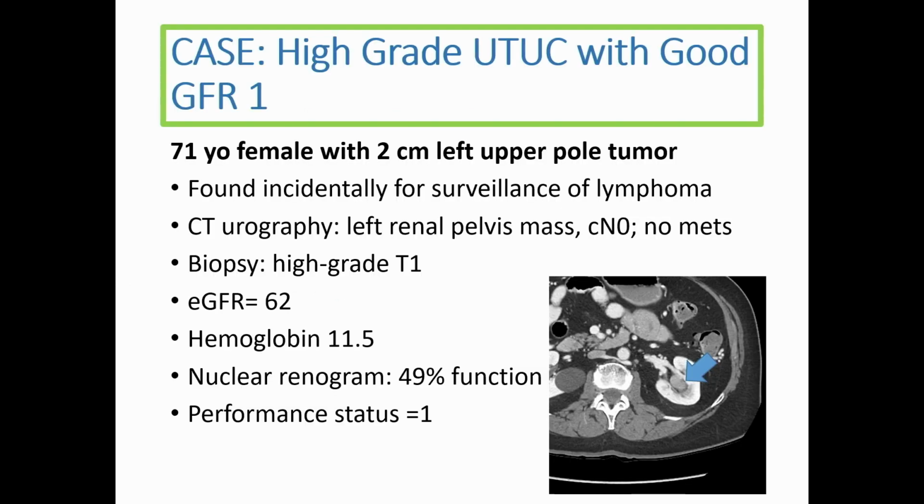Okay, so for this first case, a 71-year-old female has a 2-centimeter left upper pole tumor, found incidentally because she had a remote history of lymphoma and undergoes annual surveillance. There's no evidence that the lymphoma has recurred, but there's this renal pelvic mass on the left side. There's no evidence of metastatic disease. Ureteroscopic biopsy shows high-grade T1 disease. GFR is 62. She's a touch anemic. Nuclear renogram shows 49% function on that side. Performance status is okay, just age and comorbidity-related PS of 1.